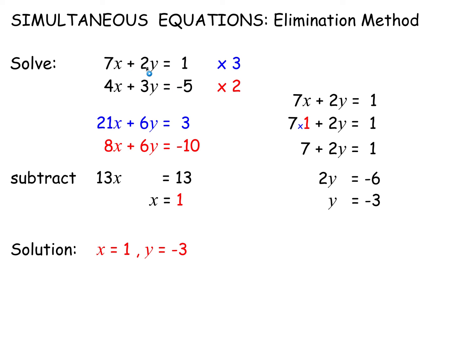7 ones, 2 times negative 3, that's 7 plus negative 6 is 1. 4 ones, 3 times negative 3, 4, add negative 9 is negative 5. So you can check the solution by substituting back into the initial equations and checking the work.